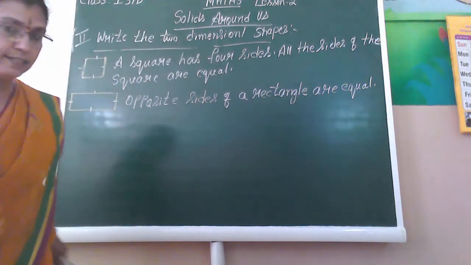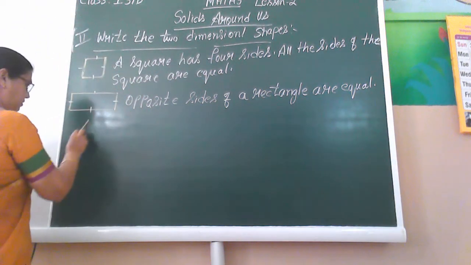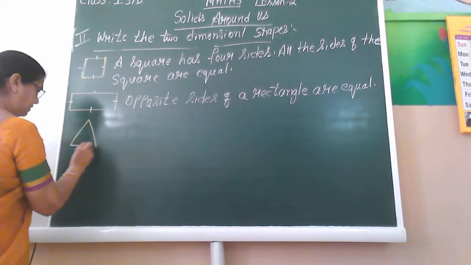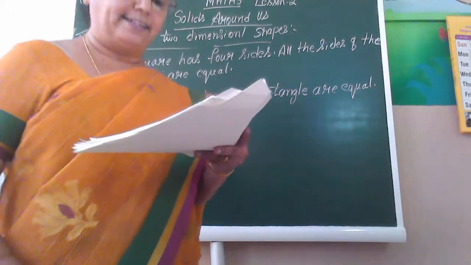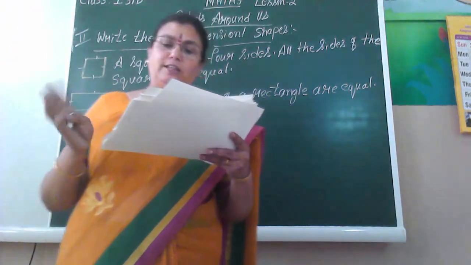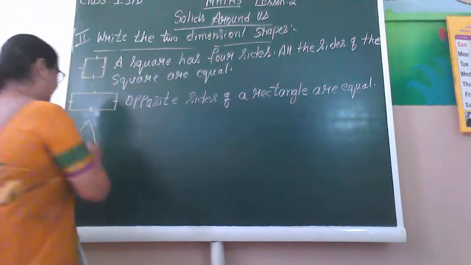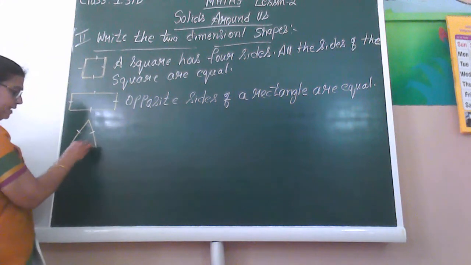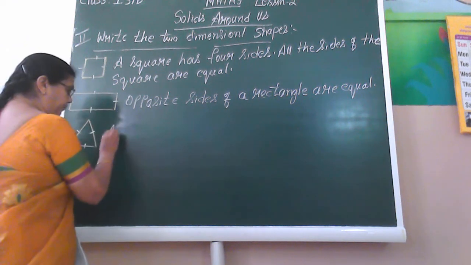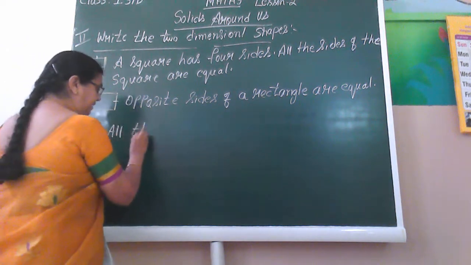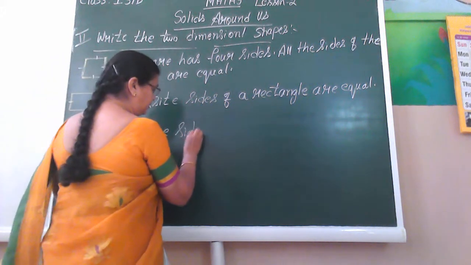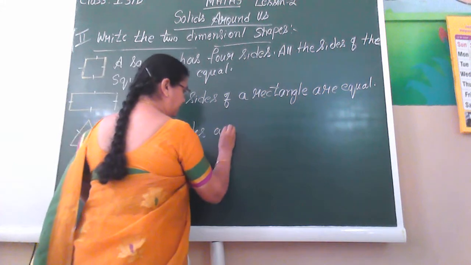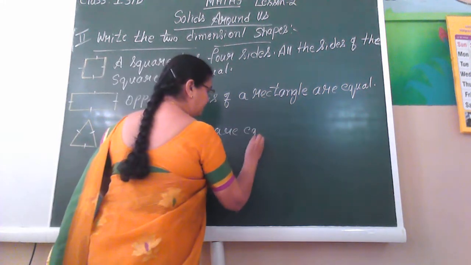Next one is triangle. What is this? It is a triangle. A triangle has 3 sides. All 3 sides are equal. See, 1, 2 and 3. All 3 sides are equal.